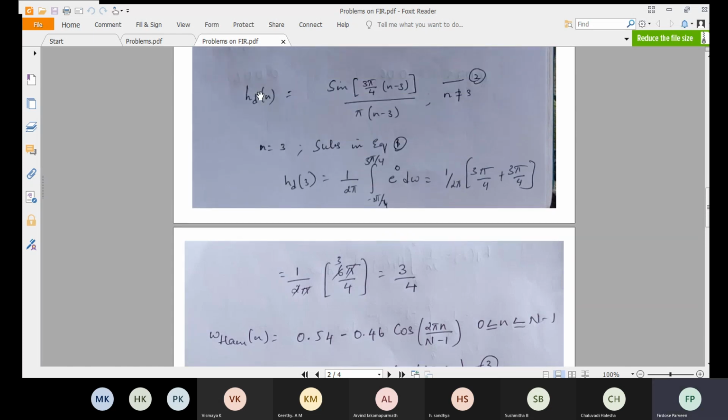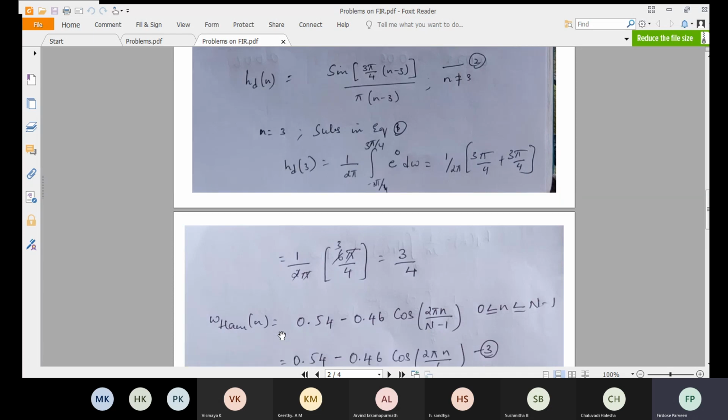It is here. Put n = 0 and calculate, and tell me h_d(1), h_d(2), till h_d(6). In the same way, calculate the Hamming window w_Hamming(0), 1, 2, 3, 4, 5, 6. Keep your calculator in radians and calculate.